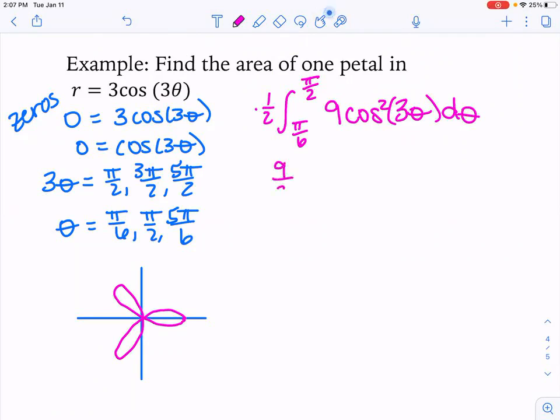So we have 9/2 integral from pi over 6 to pi over 2 of cosine squared 3 theta.